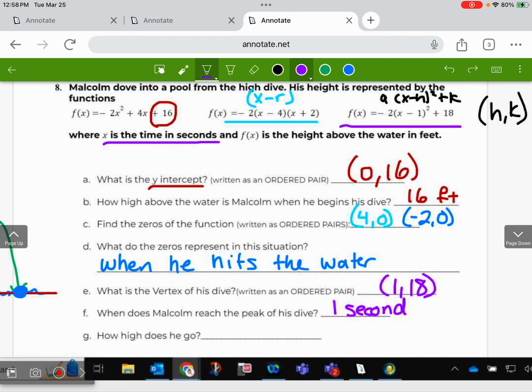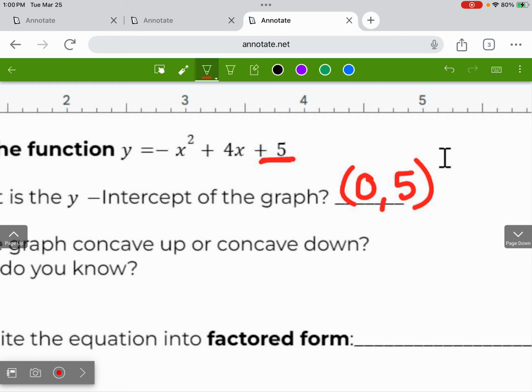Yeah, our y-intercept we're getting from our c value. This is in standard form, so we're right here. So it's just this guy right there. So our y-intercept is going to be at 0, 5. That's where our y-intercept comes from.